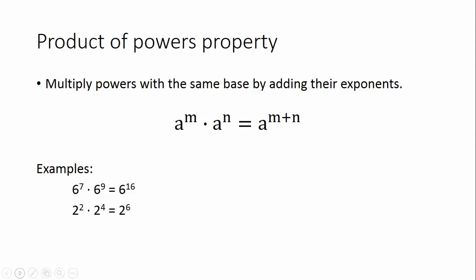So the first property, there are lots of properties of exponents that I want you to write down, is called the product of powers property. This says that if you're multiplying powers that have the same base, remember the base is this A, it's the bigger number in a power, you will add their exponents. So if we have a to the m times a to the n, you'll get a to the m plus n. And you can see in the two examples down here, we have 6 to the 7th times 6 to the 9th, so that's 6 to the 16th.